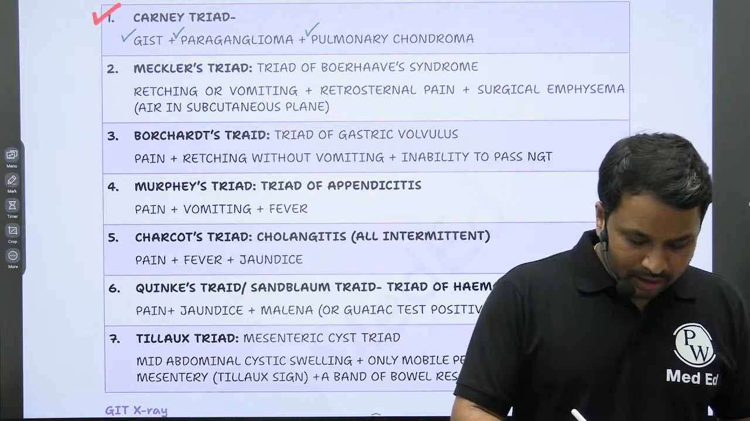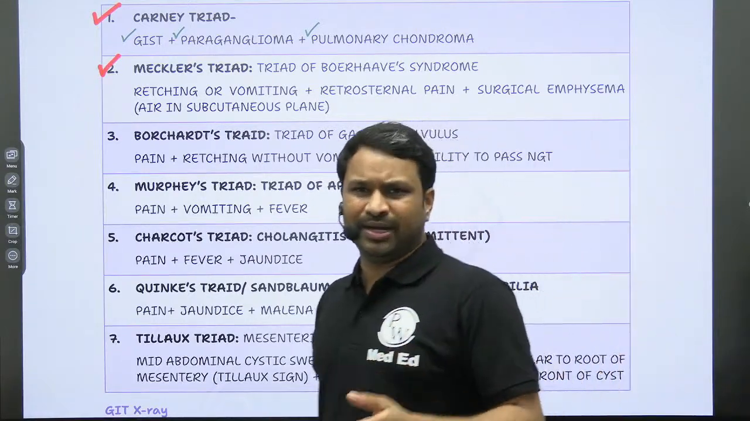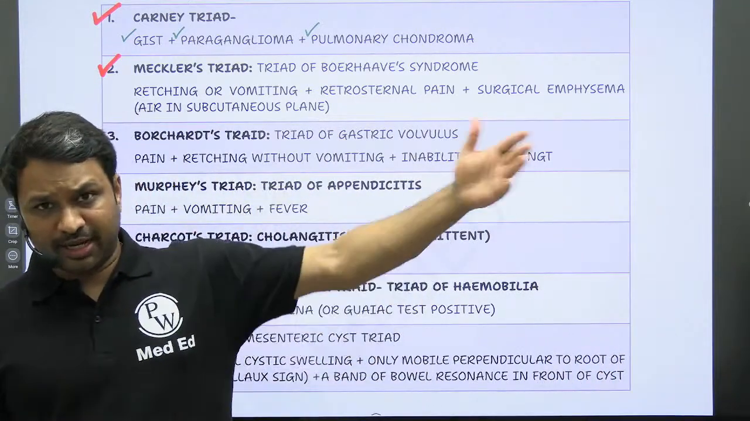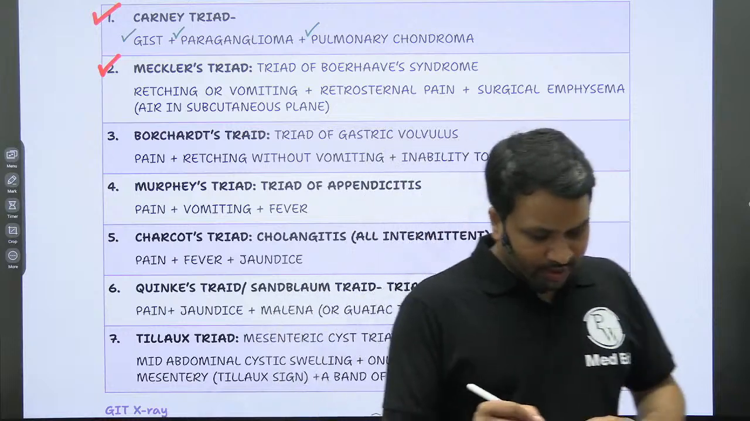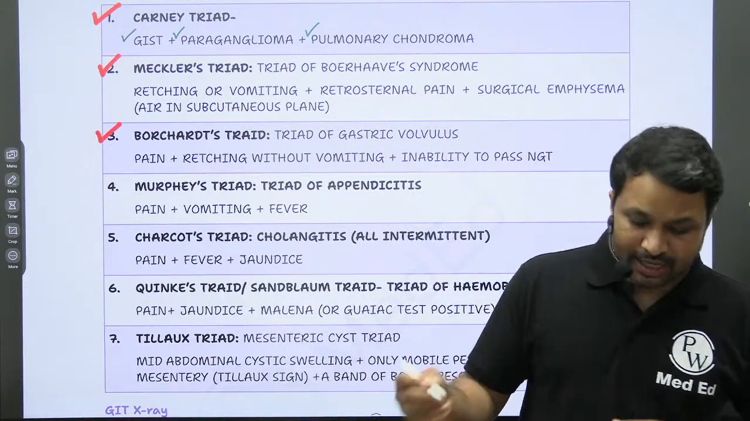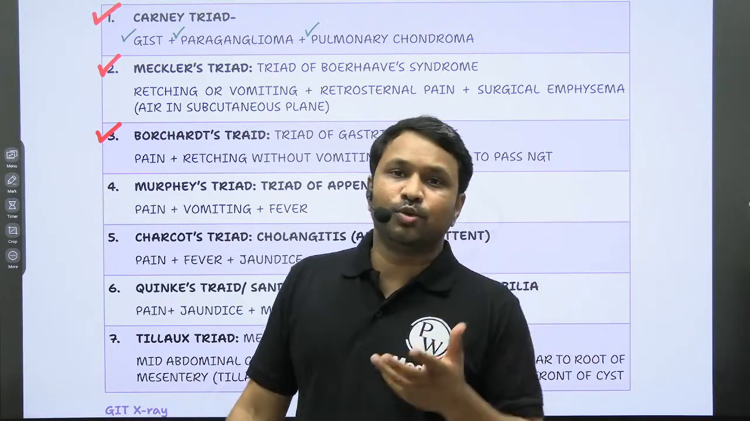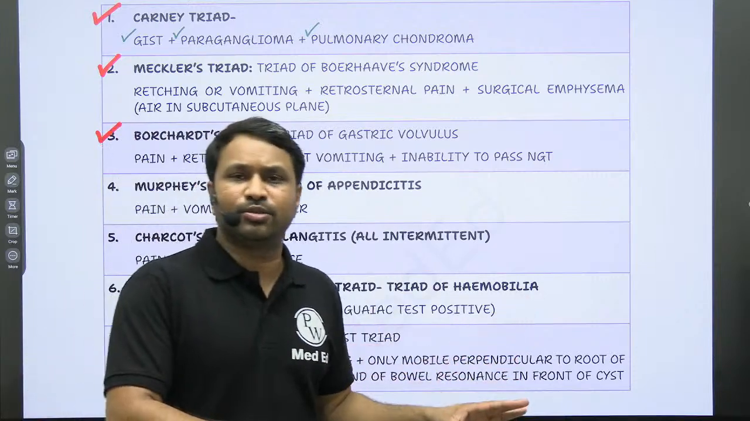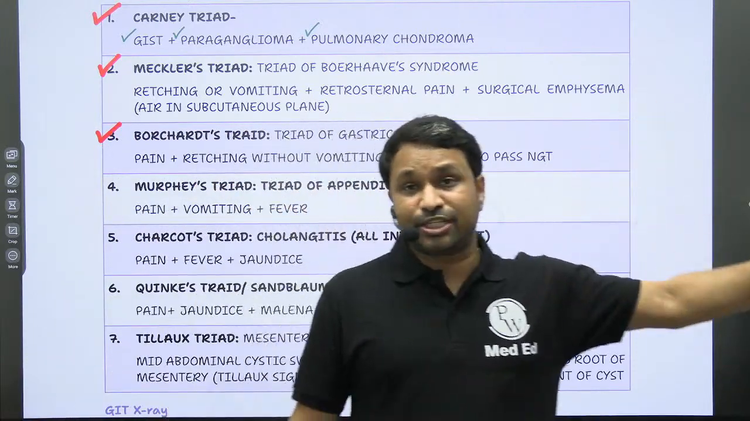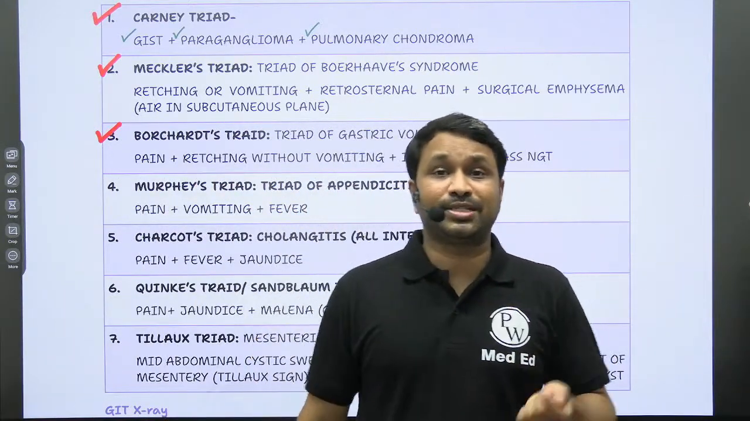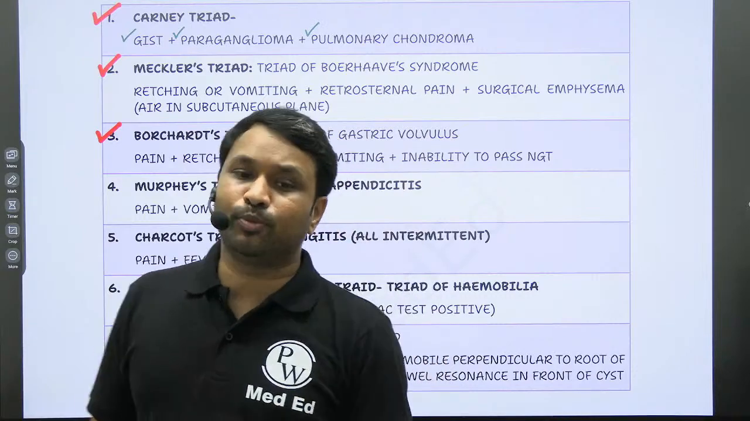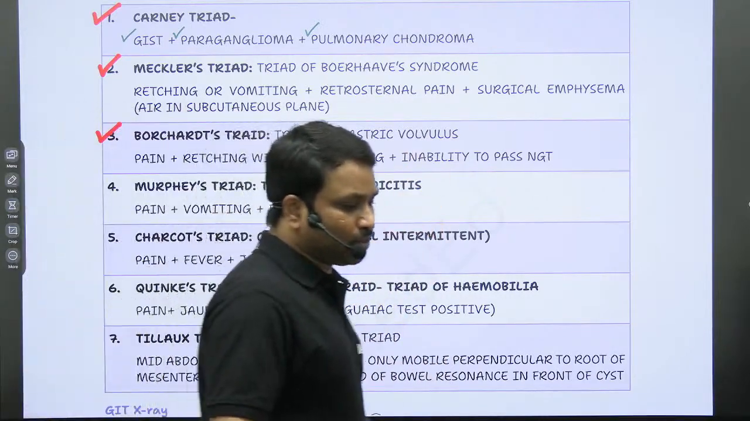फिर होता है Mackler's triad. कल ही बात की थी Boerhaave syndrome में. It is going to be pain, retching, and there will be subcutaneous emphysema. फिर Borchardt's triad. The Borchardt's triad is seen in gastric volvulus. So what do you have? You have pain in terms of like a colicky abdominal pain. Retching is there but no vomiting because the stomach is twisted, and when you try to push the Ryle's tube, you cannot push it. Inability to pass Ryle's tube is what is Borchardt's triad.